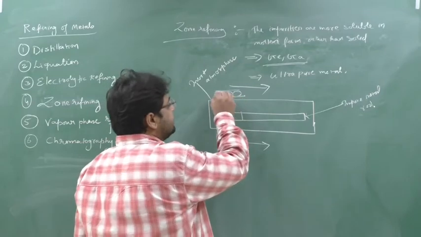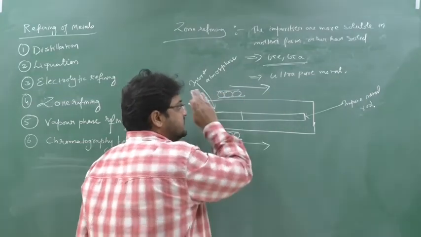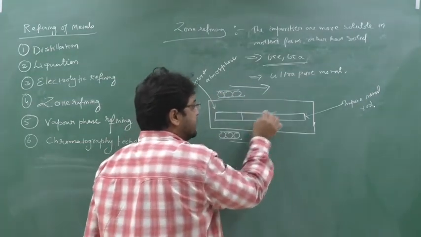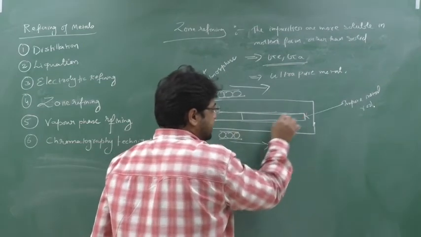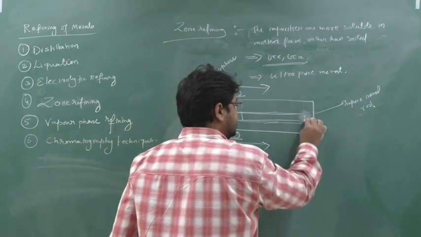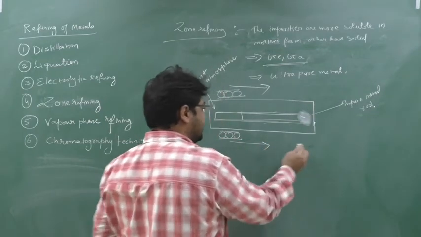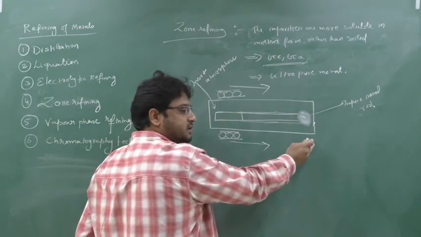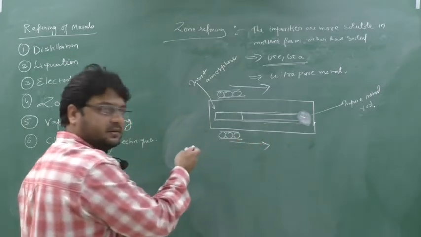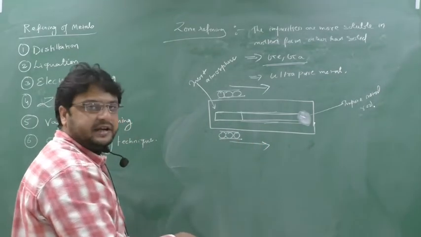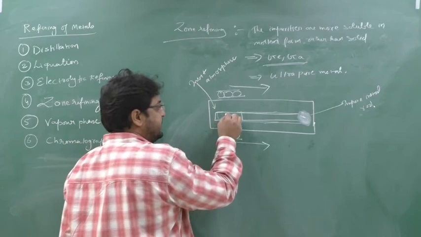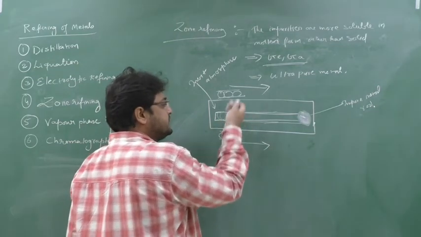As the heater moves forward, the impurities also move forward, and then the impurities get collected here. Yes or no? When the heater reaches here, they will stop the heater, cool down, and bring it back again. Again they will start the heater. As the heater starts, again this will heat up and impurities will again be pushed out.